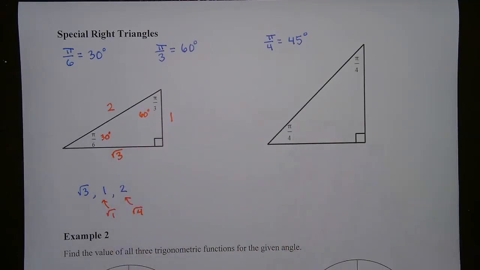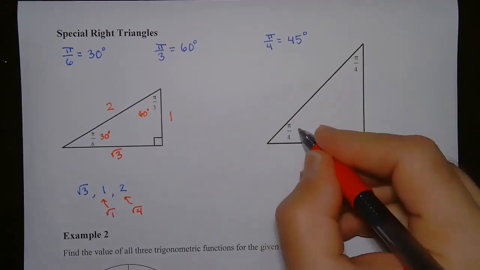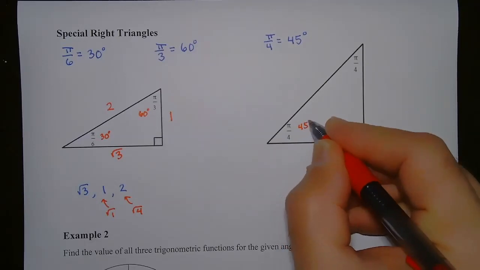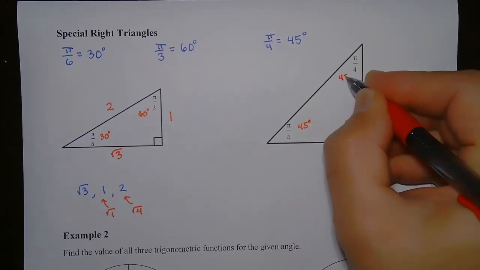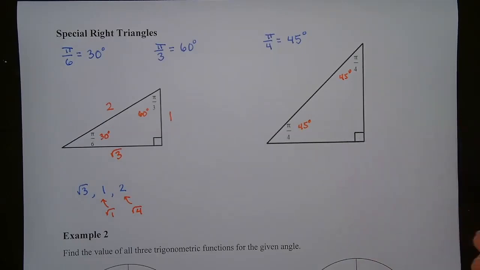All right, so over here, pi over 4, these are 45-degree angles, okay? And these two legs have to be the same because it's an isosceles triangle from Math 2, okay?